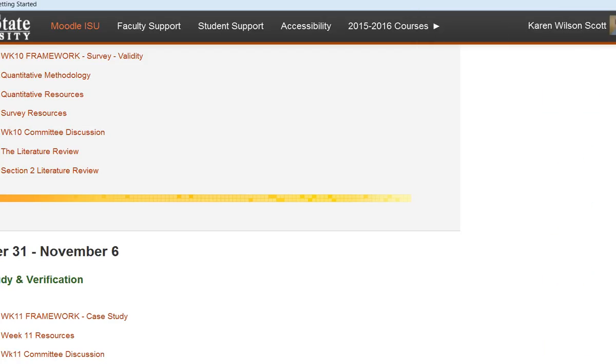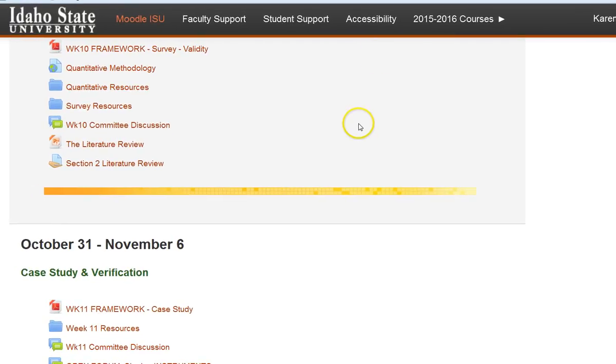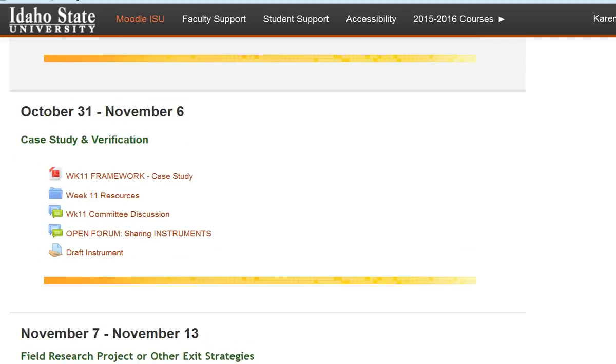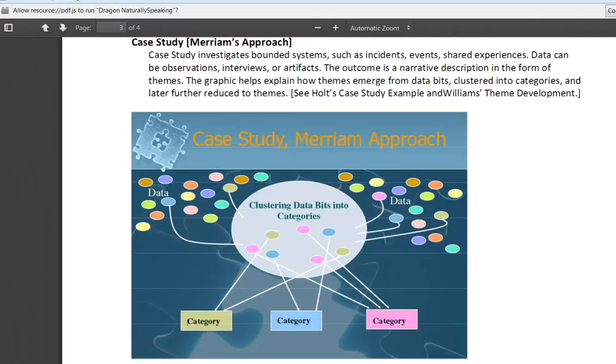Let's move on. And then let's center our conversation here. As we head toward Halloween, we're going to talk about case study. All right, opening up the framework, case study. I'm going to start with our graphic for understanding case study.